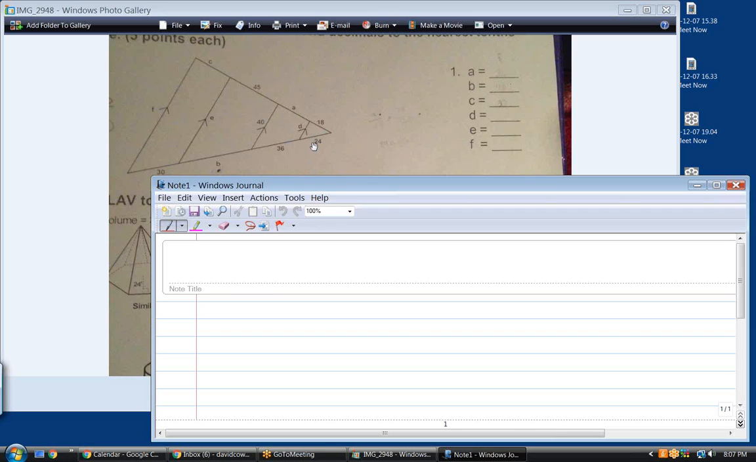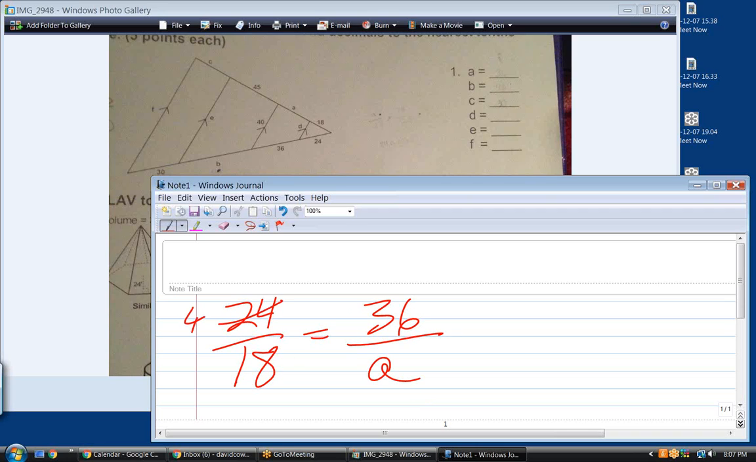In other words, I can see that 24 is to 18 as 36 is to A. Okay. Which makes this 4 is to 3. So I've got 4A equals 108. A equals 27.